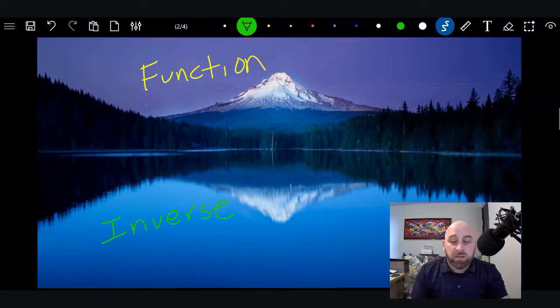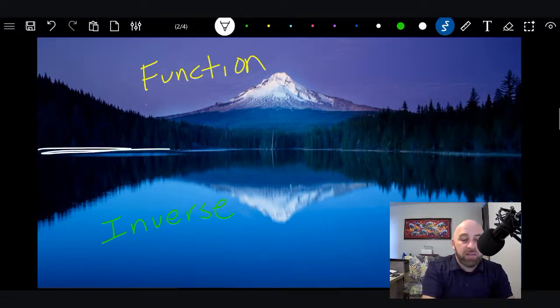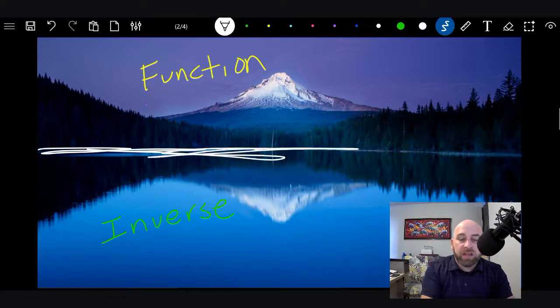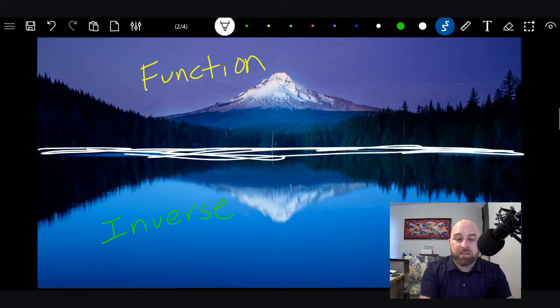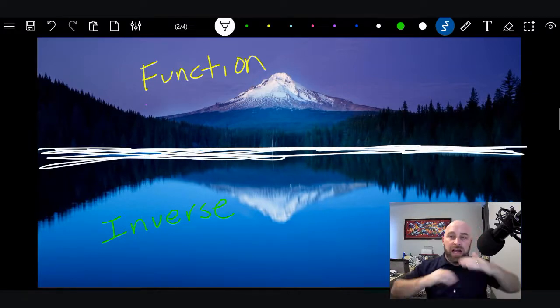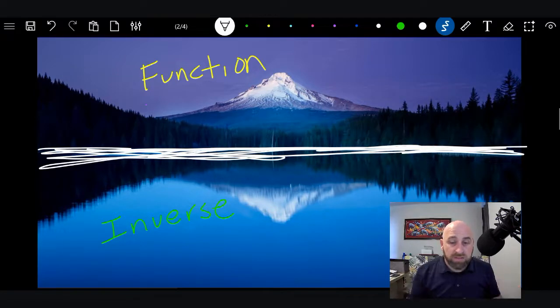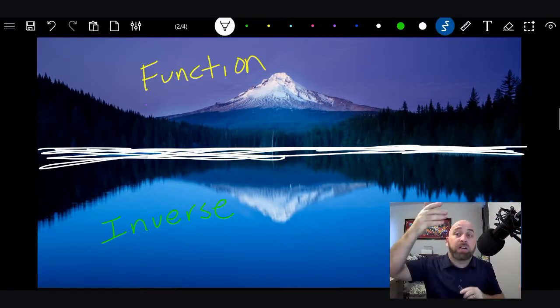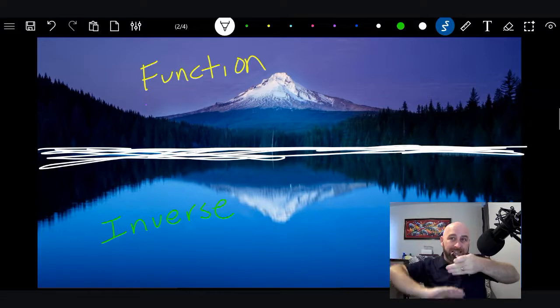That's the inverse function. That's the reflection. What line is it reflecting on? This line right here is the axis of symmetry. So there's a line right there. What is that line? Well, that line is water in this case, in this picture that we're looking at. But the function is on top, reflecting down to the underneath, so that would be the inverse.